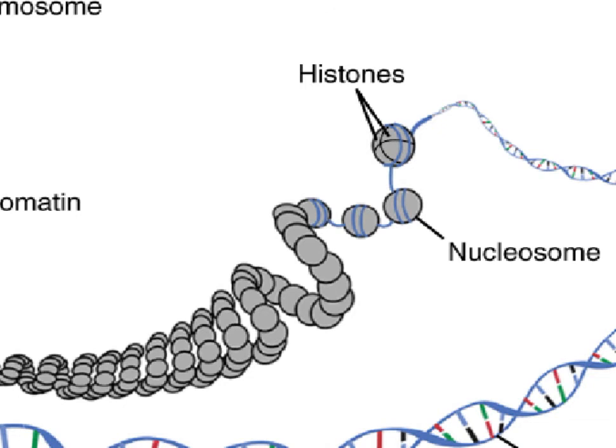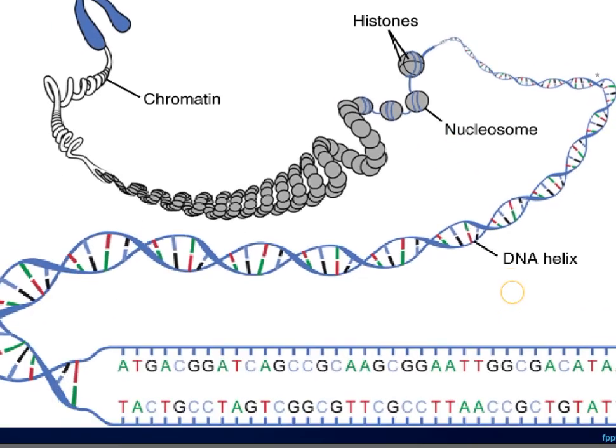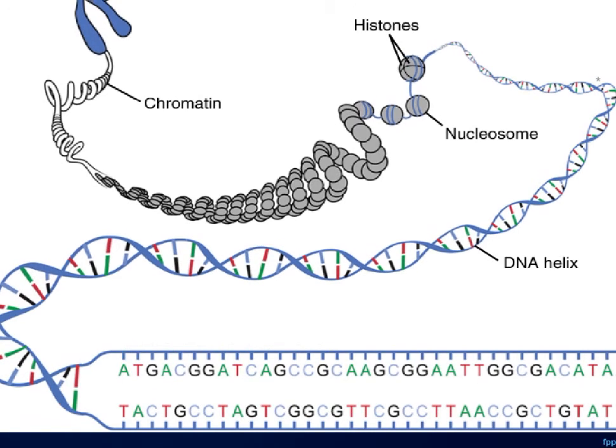The nucleosome can be further folded to produce chromatin fiber. So in this diagram you can see the nucleosome is also folded and it produces chromatin fiber. Chromatin fibers are coiled and condensed to form chromosomes.